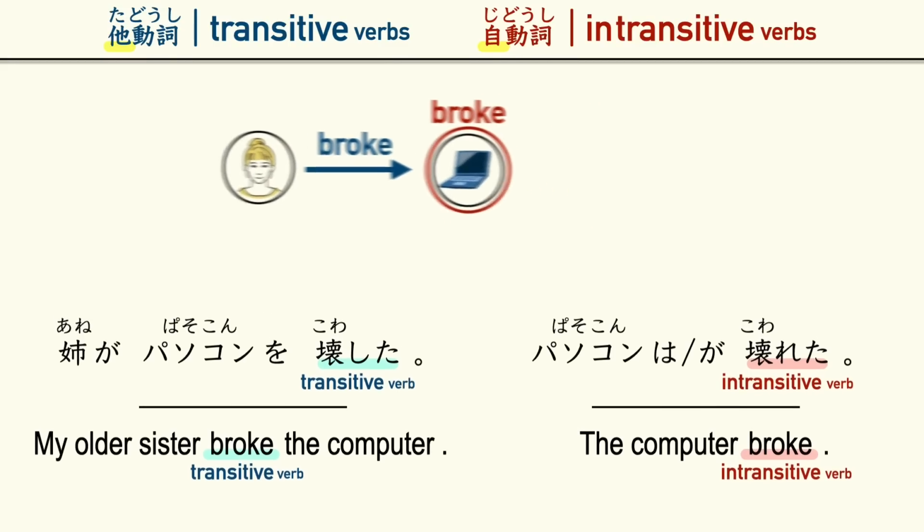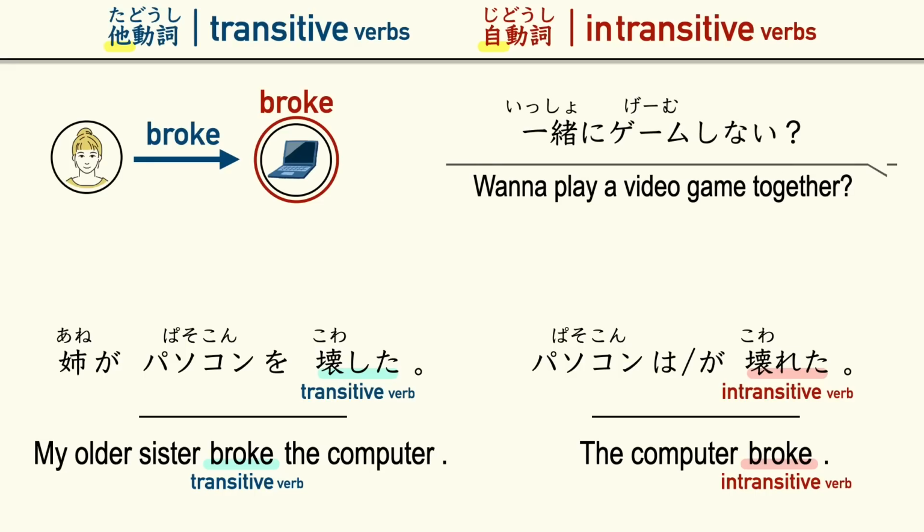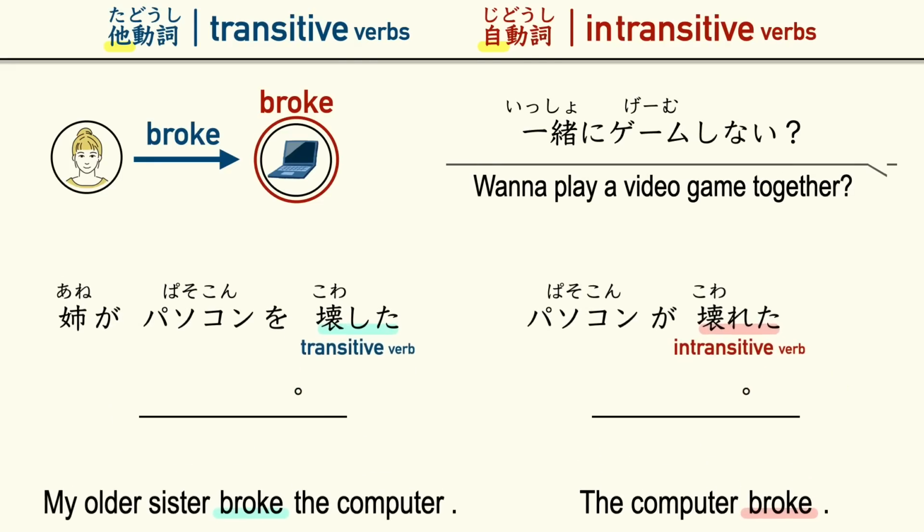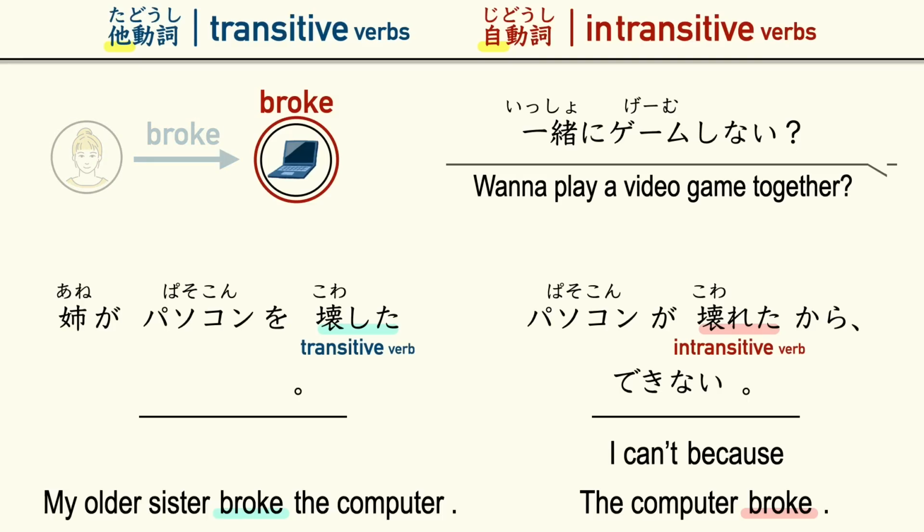For example, let's say your friend asks, 一緒にゲームしない? Want to play a video game together? You could reply, ごめん、パソコンが壊れたからできない. Sorry, I can't because my computer broke. Here, it doesn't matter whether someone broke it or not. It's not important information, dear friend. The point is just that the computer is broken. It's not working. That's the point. So this frame size is big enough.